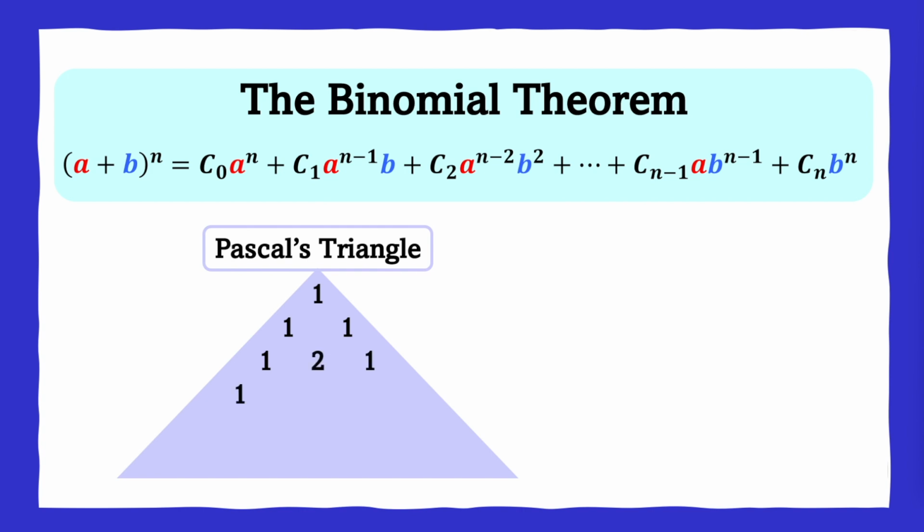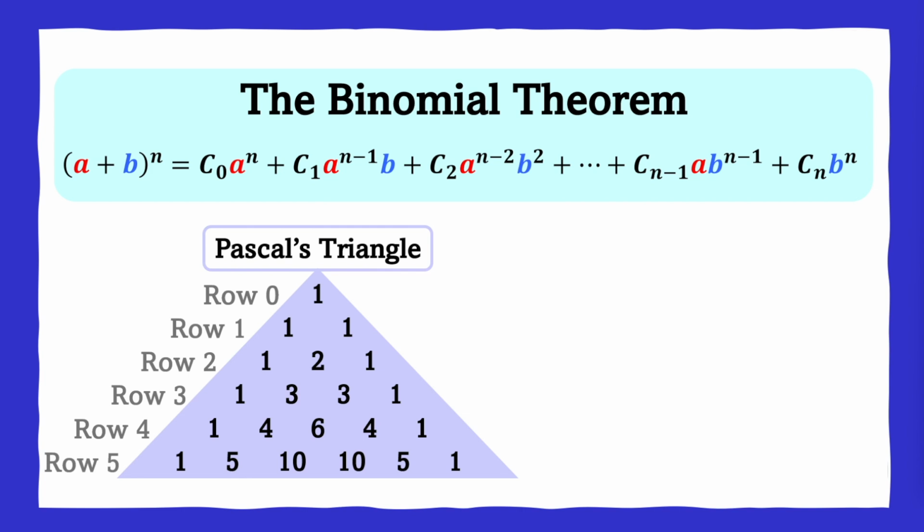Next row, start with 1 again. Add the numbers above to get 3, 3, and end with 1. Go on to the next row, starting with 1, adding the numbers above to get 4, 6, 4, then 1. You can go on and on. The row numbers start from 0 at the top.